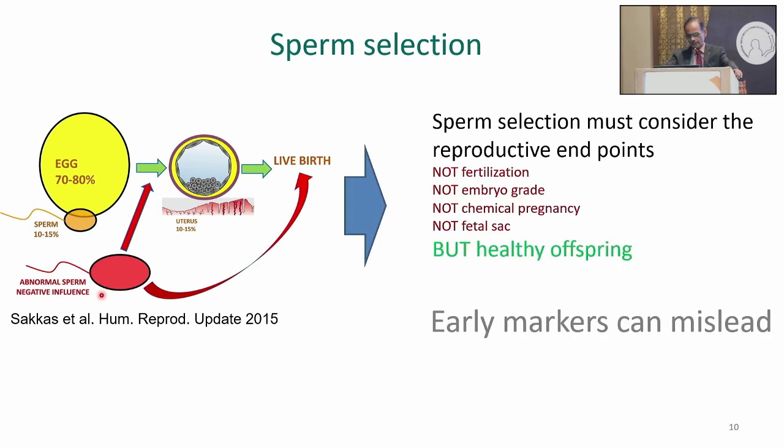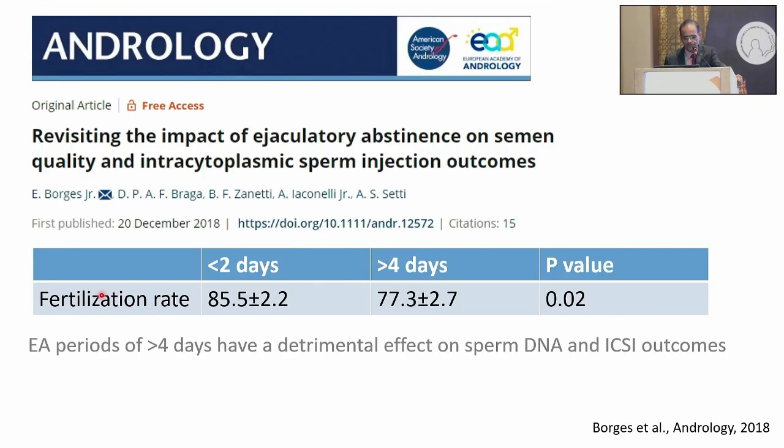Our sperm selection in the lab should consider not only fertilization or getting good quality embryos or chemical pregnancy. What is important is that our selection should aim at getting good, healthy offspring. And unfortunately, the parameters we use these days can mislead.